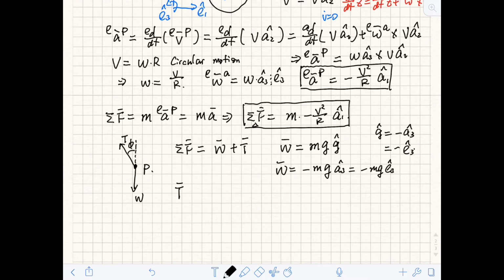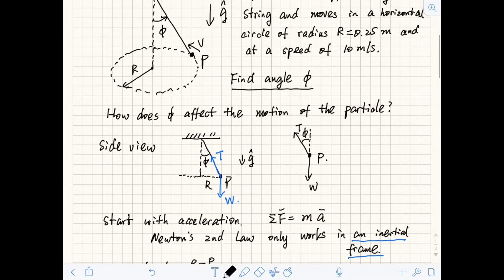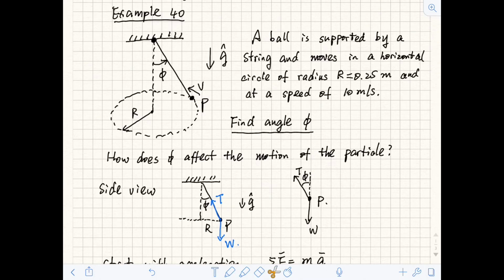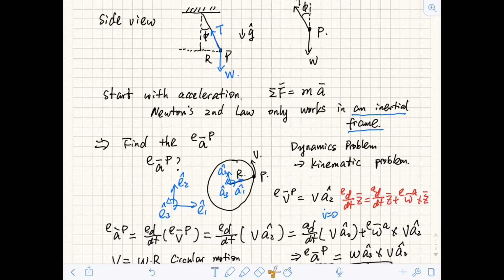Now what about the tension force? Again, let's go back to the original plot. We know this string is rotating with the point, so the tension force will also have components in the rotating frame. The most reasonable reference frame for us to use to represent the tension force is the rotating A-frame.